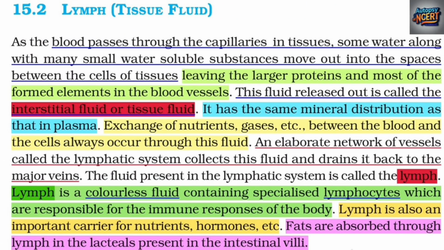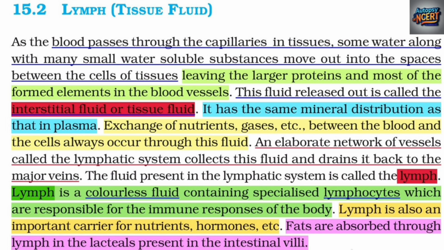15.2 Lymph. Tissue fluid. As the blood passes through the capillaries in tissues, some water along with many small water-soluble substances move out into the spaces between the cells of tissues, leaving the larger proteins and most of the formed elements in the blood vessels. This fluid released out is called the interstitial fluid or tissue fluid. It has the same mineral distribution as that in plasma. Exchange of nutrients, gases, etc., between the blood and the cells always occur through this fluid.